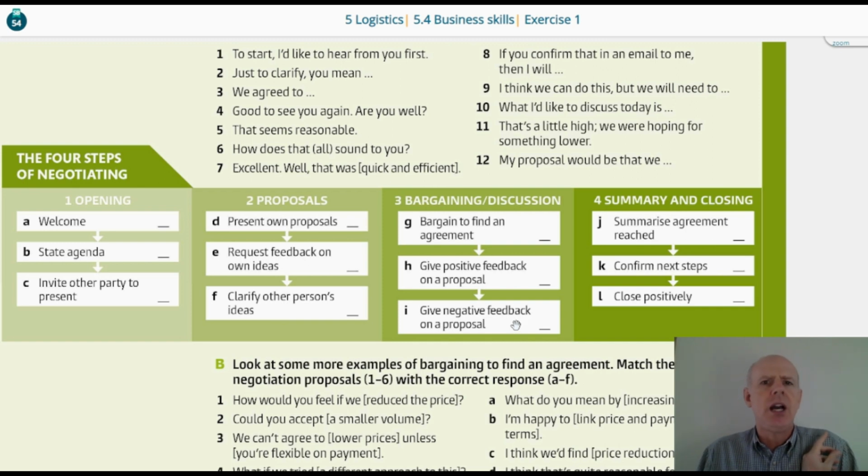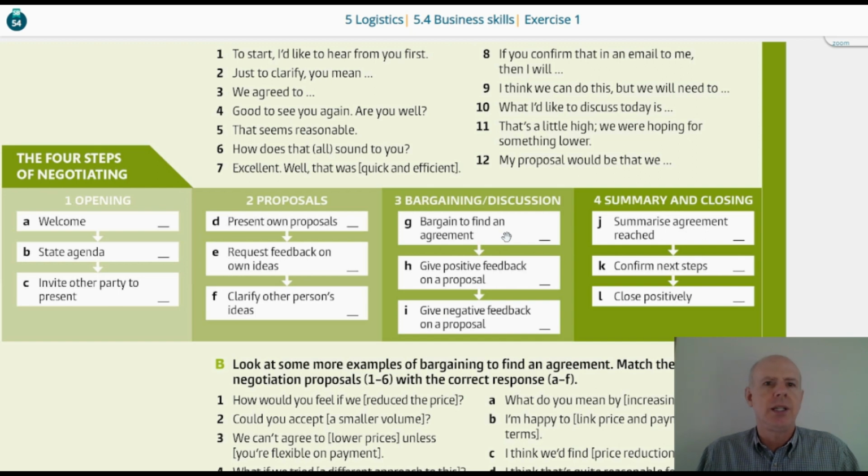But you have to give negative feedback on things that are unacceptable. But would you say, oh, that's unacceptable? You could try something better to keep a very good mood, environment for the meeting, right? Here in 11, that's a little high. We were hoping for something lower, right? Okay, but then you continue bargaining and then you try to reach an agreement.